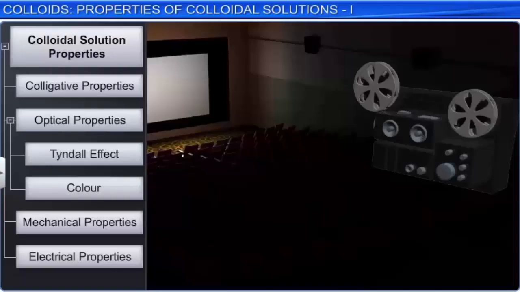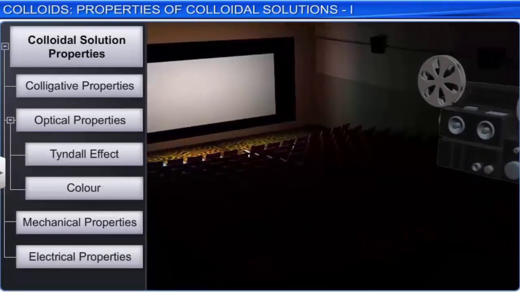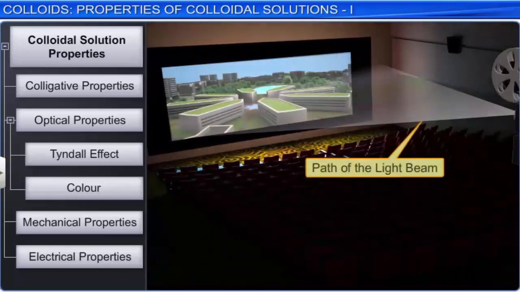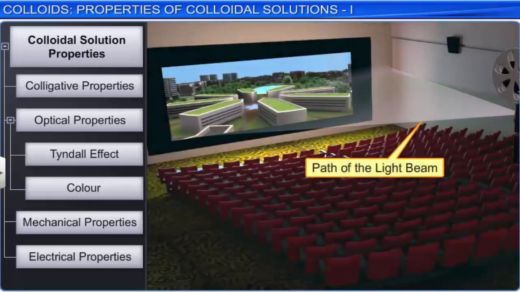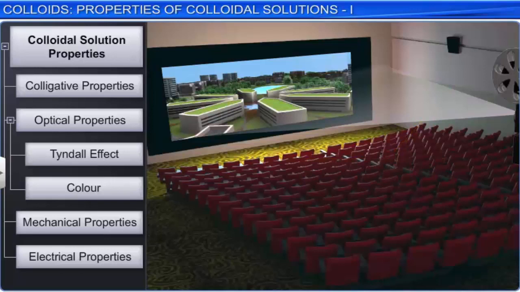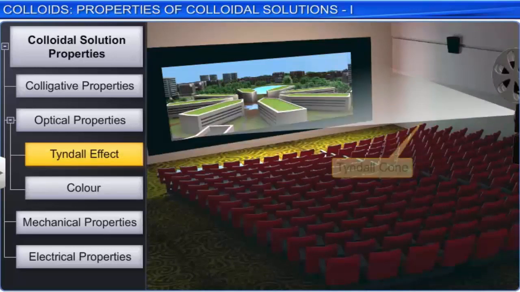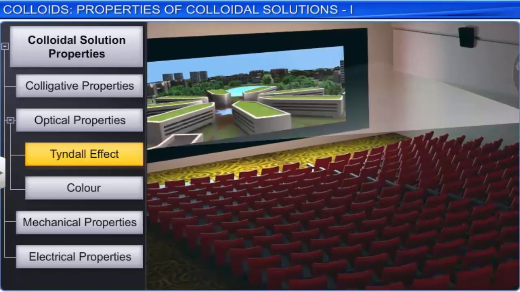Try to recollect that every time you go to a cinema hall, you're able to trace the path of the light beam from the projector. What you actually see is the Tyndall effect. A Tyndall cone formed due to the scattering of light by dust particles is seen in the movie hall. The Tyndall effect is observed only when two conditions are satisfied.